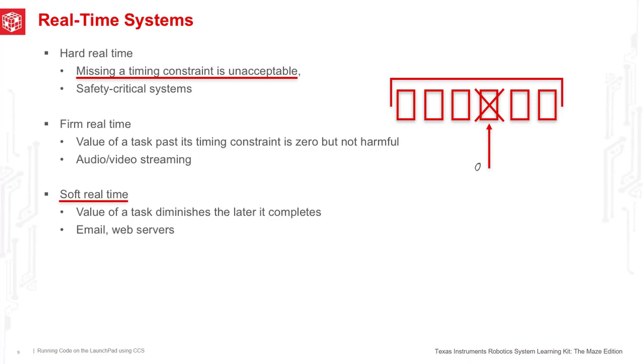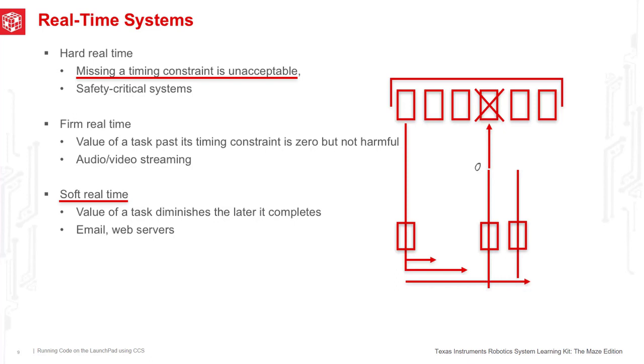Soft real time is situations where if a packet is supposed to arrive at a certain time, the later it arrives, the less value it is. The value of this packet goes down in time, the more I miss my deadline. That's typically something like an email or a web server. I wait longer, I'm a little bit unhappy, but the value diminishes over time, and that's soft real time. So in terms of robotics and control systems, most of our timing constraints will categorize in the hard real time.